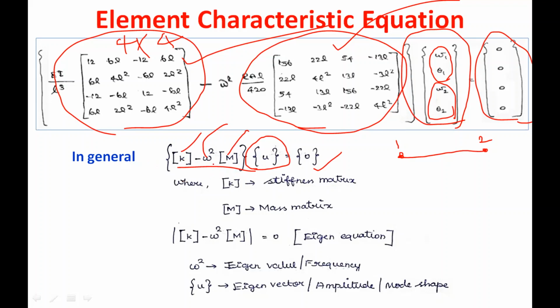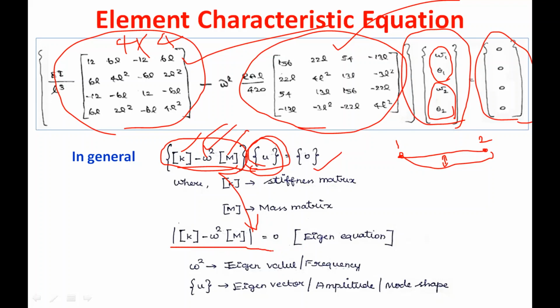How to solve this equation for the frequency value? We can say the displacement U cannot be 0, because when there is a vibration in a beam, definitely there will be a deflection, right? So deflection cannot be 0, so U cannot be 0. So the only possibility to satisfy this equation is that K minus omega square M should be 0. For that we can say the determinant of K minus omega square M should be equal to 0. Then only this will be 0.